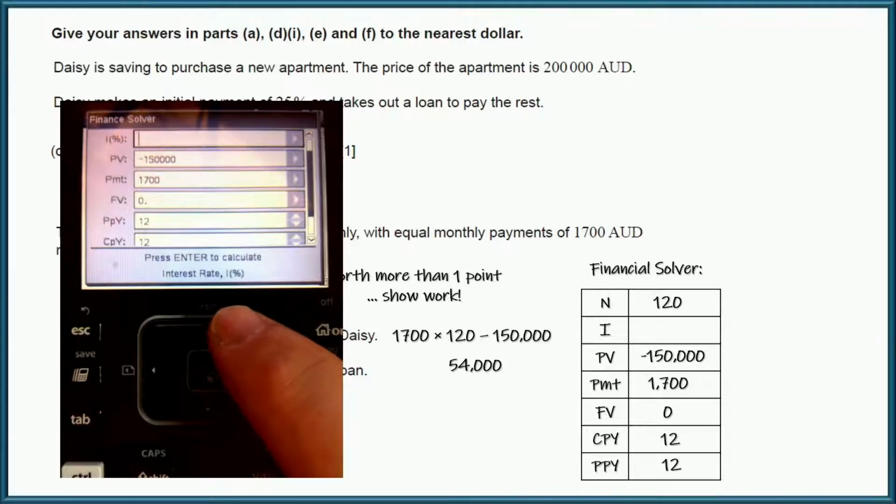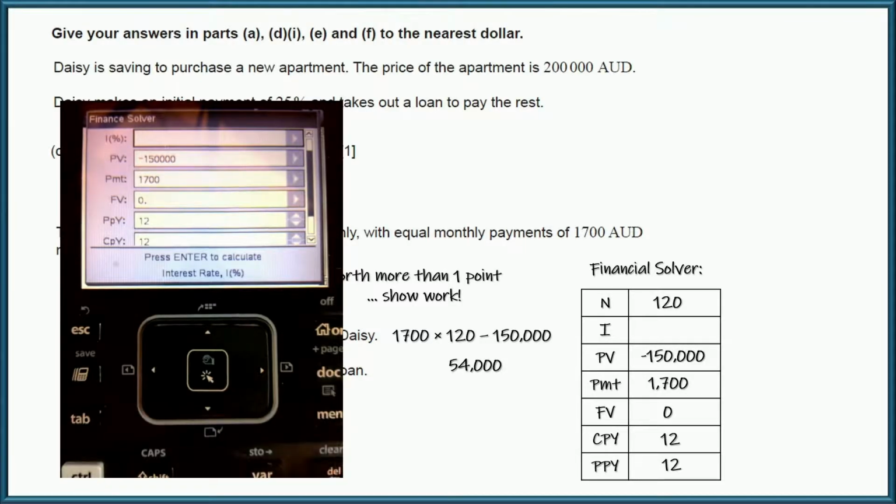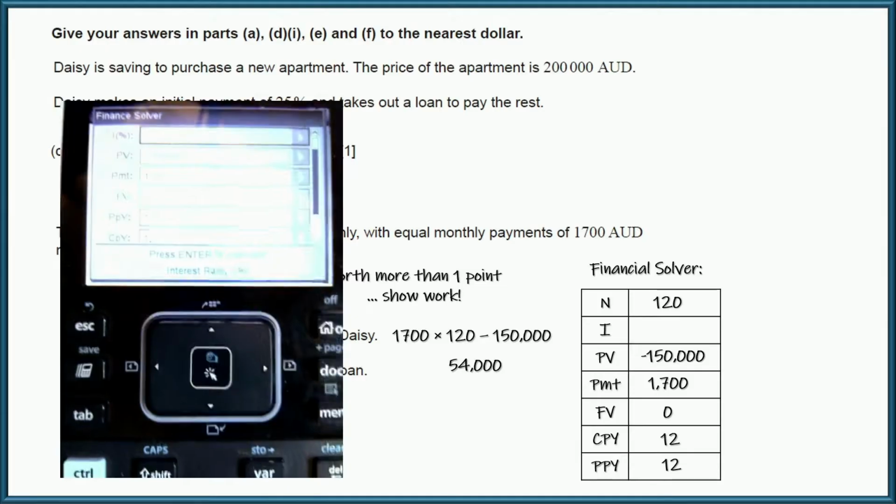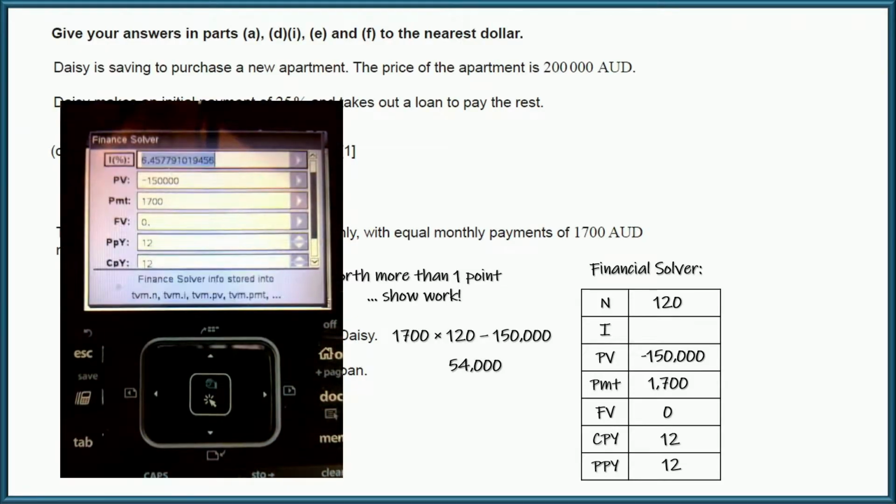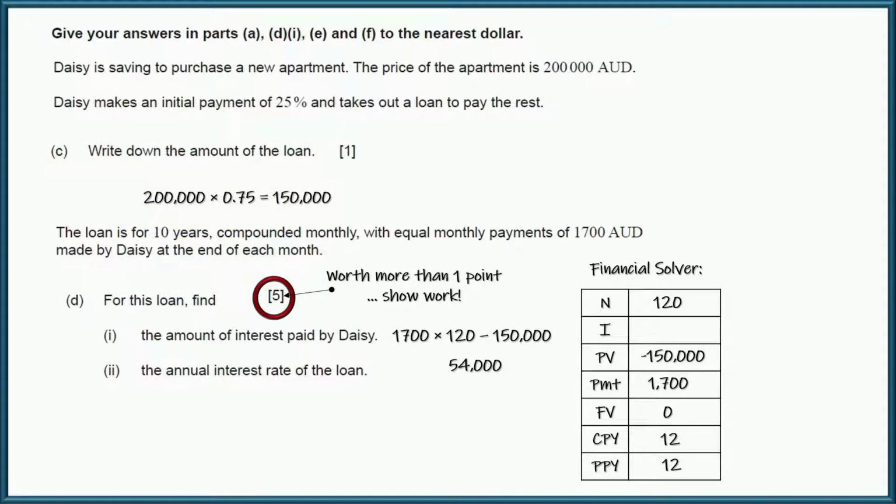So now I'm going to go up to interest rate. And I click enter right there. You ready? Interest rate. Boom. 6.5779. Do you see how that works? Pretty cool. All right. Let's go ahead and turn the document camera back off and head back to our PowerPoint.